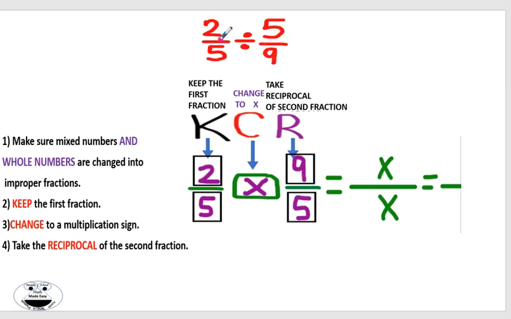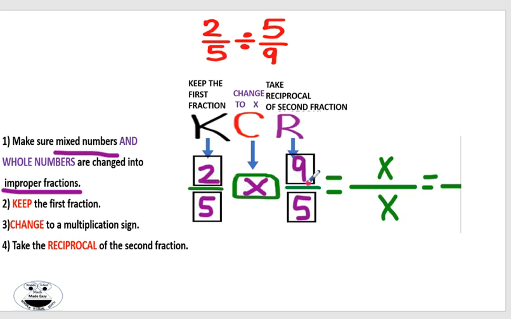Now it's important to remember that before you start doing KCR, you have to make sure that all the numbers in the division problem are in fraction form. So if you have a whole number, you might want to put it into fraction form, or if it's a mixed number, you want to make sure that you change it to an improper fraction. Usually we say you cannot have improper fractions, but to use this method, you need to make sure that you have improper fractions or just the regular fractions.